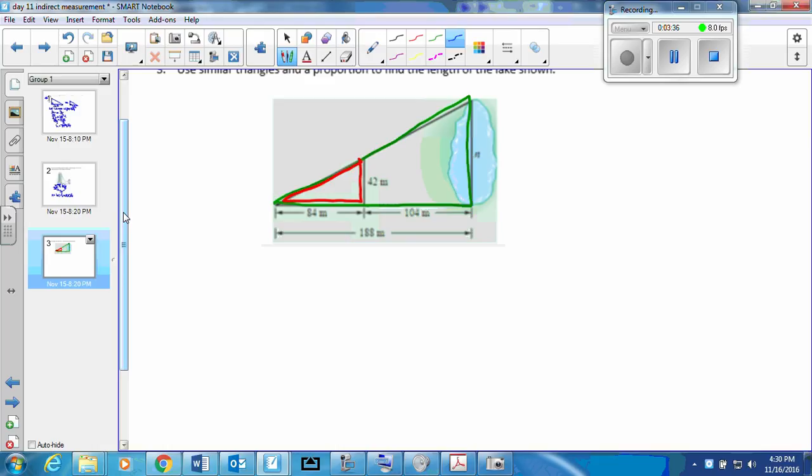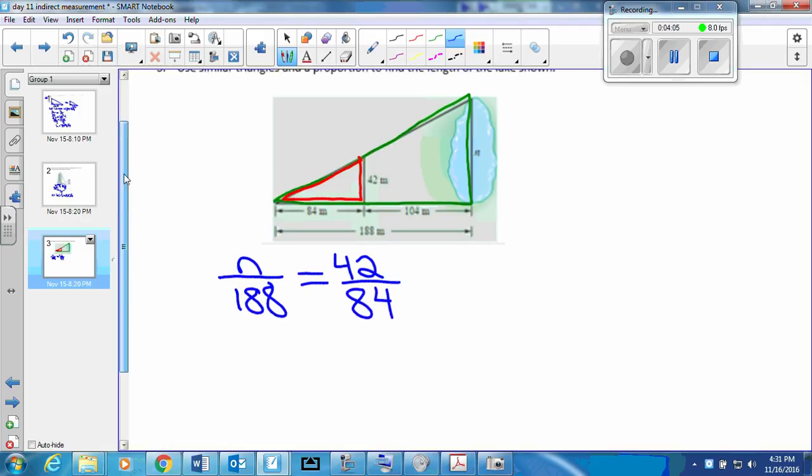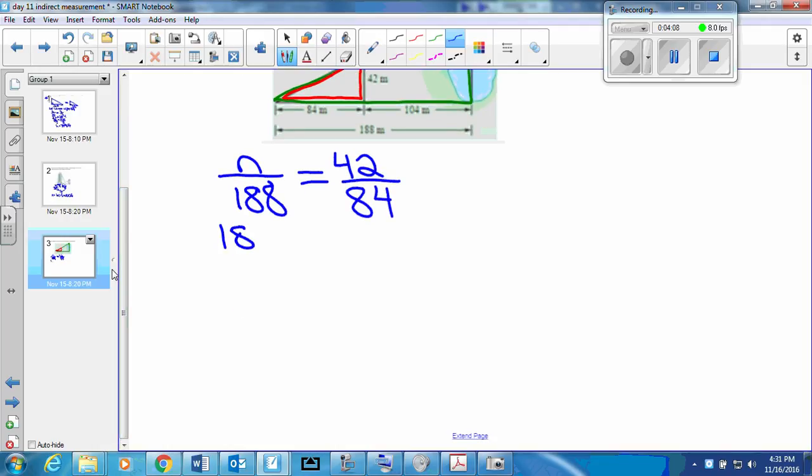If I look at the big outside triangle, the distance across the lake n compared to the bottom side, which is 188, is equal to the corresponding ratio in the smaller triangle. The height of the smaller triangle is 24, and the length of the bottom edge of the triangle is 84. So there's my proportion. So I'm going to solve this one with cross products. So I do 188 times 42 equals 84 times n.